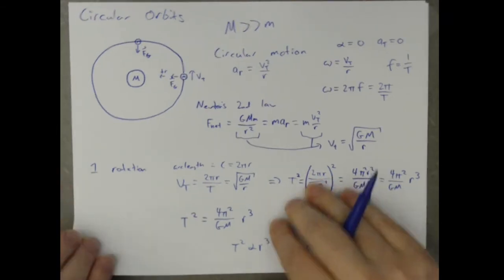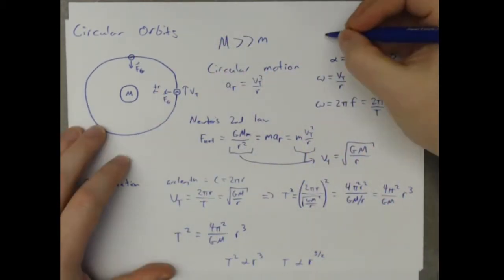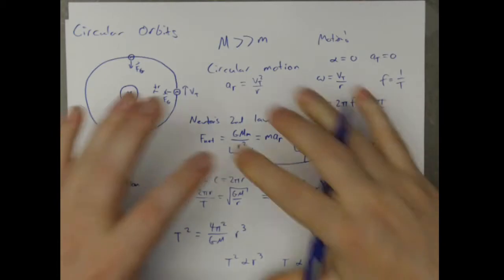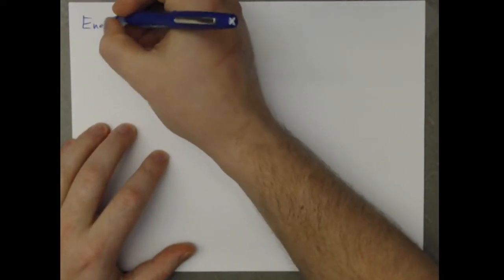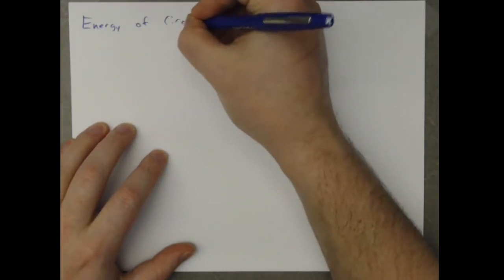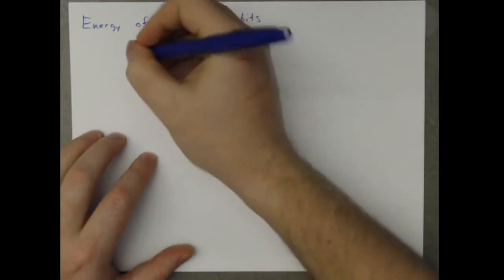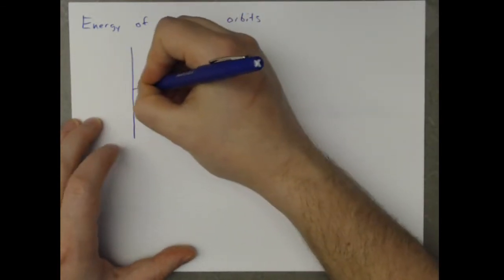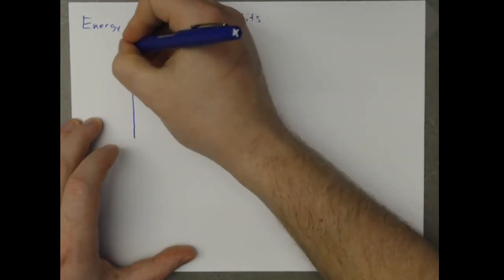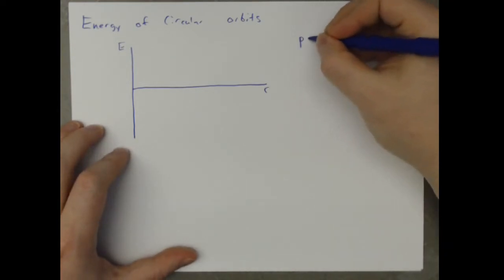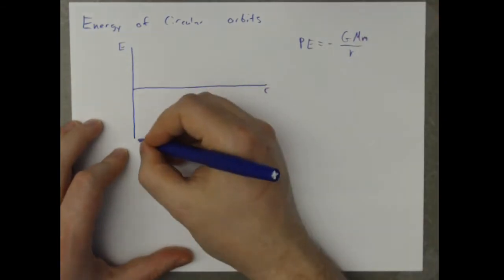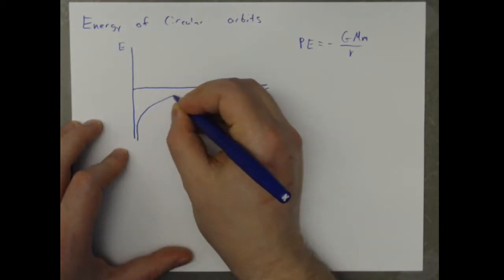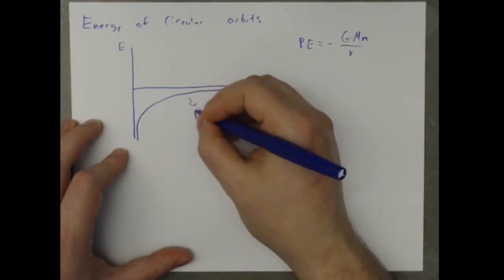Okay, so that's talking about, basically, this page was the motion page, actually talking about the circular motion. The next part I want to talk about is energy of circular orbits. So if we're talking about energy, my personal favorite way to do it is with graphs. So we already talked about how the potential energy is equal to negative GMm over r. So it will look something like this. So that's our potential energy.